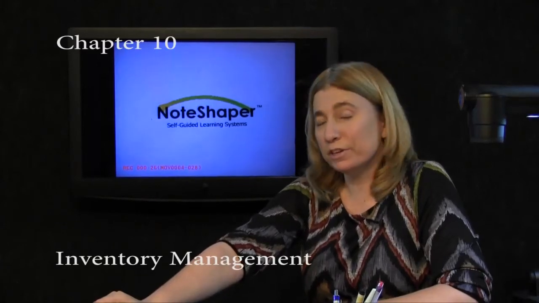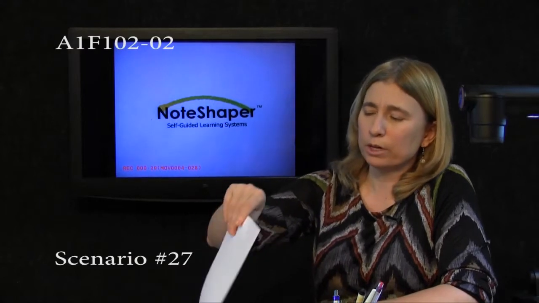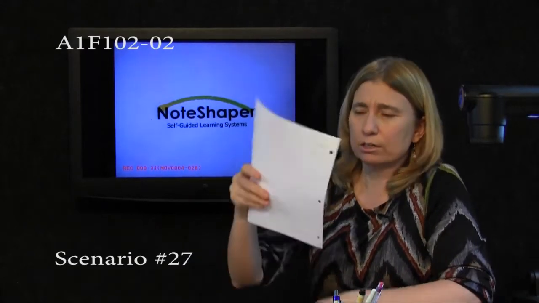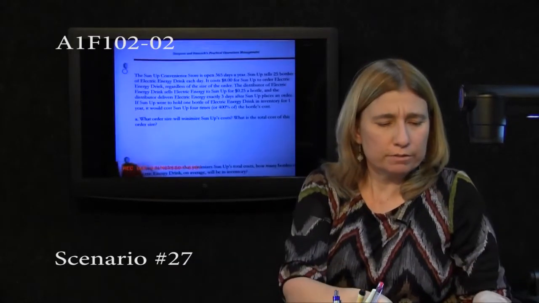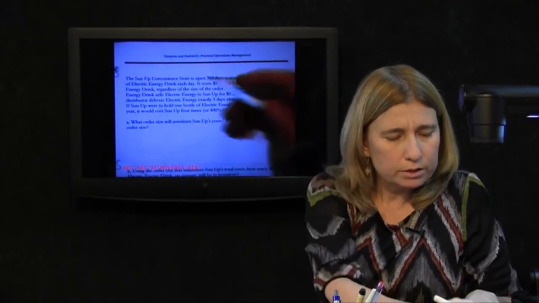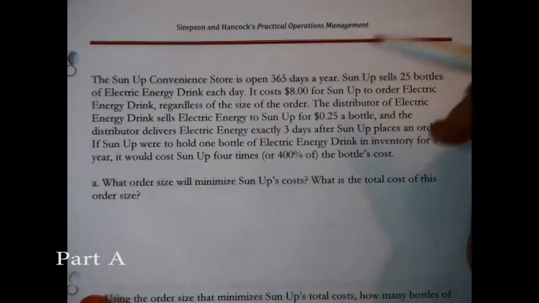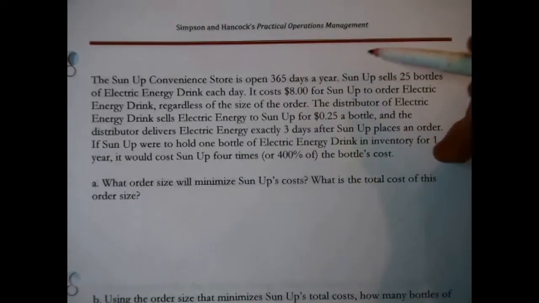The Sunup convenience store scenario is an EOQ problem. You can tell by the information that's being volunteered. The Sunup convenience store is open 365 days a year. Nope, that doesn't make it an EOQ problem. But Sunup sells 25 bottles of electric energy drink each day.